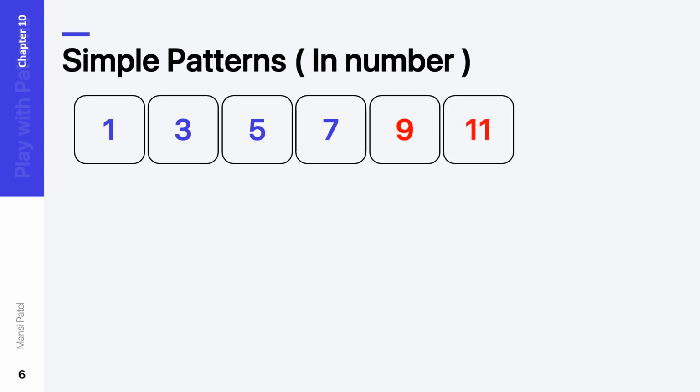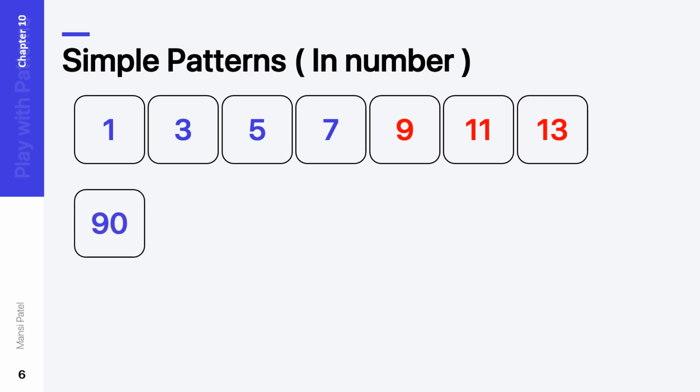After that 11. Or you can see that all the numbers are increased by 2. If you add 2 to 1, then 1 plus 2 is 3, 3 plus 2 is 5, 5 plus 2 is 7, 7 plus 2 is 9, 9 plus 2 is 11, and 11 plus 2 is 13. So these are the number patterns.